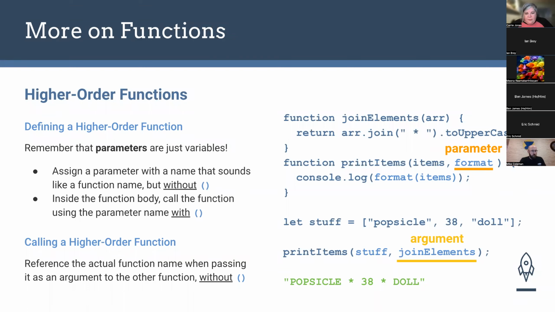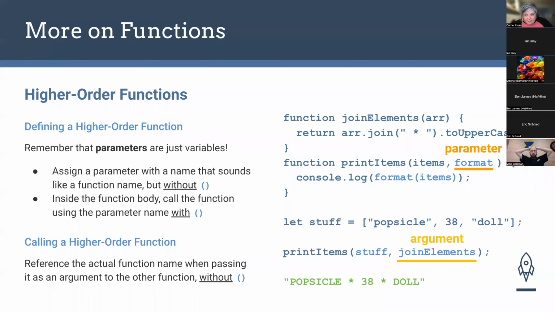Right. No, so the idea here is that we just come up with a parameter name, format, and that represents any function that we could pass in. And whichever one we pass in, we're going to call that function. Because we've given it an alias, format, we can just call it like this, format, and pass in the items. So down below where we actually call print items, that's where we pass in join elements as the specific function that we want to be represented, and its alias is format. Okay, I got it. Thank you.